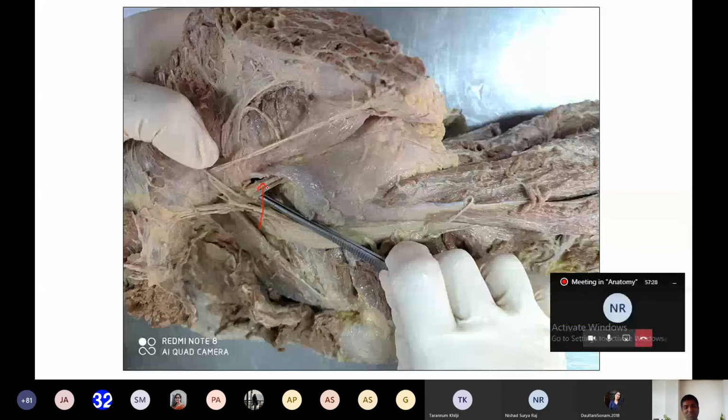So what are the structures which are lying in the pin structure? Some of you can enumerate voluntarily. You can come. No need to pick up language. One person can speak at a time. If one person started to speak, another person can mute your mic. Yes, pudendal nerves.